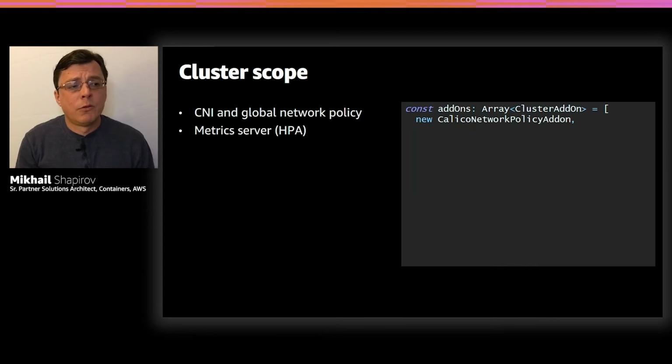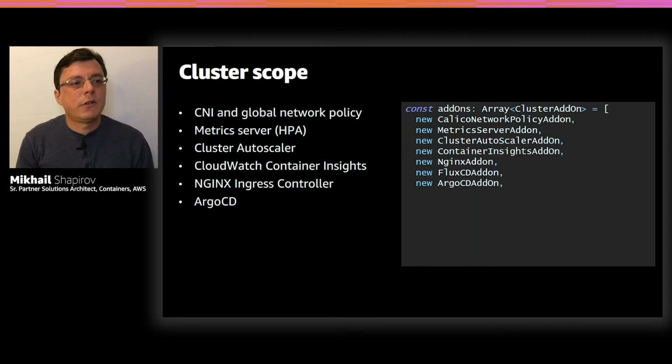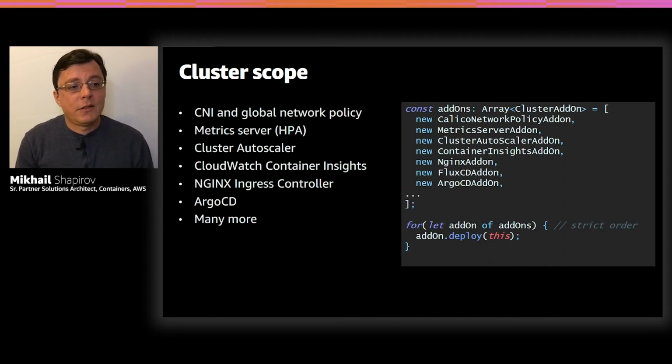Metric server for HPA, we'll add that add-on. Cluster autoscaler, CloudWatch Insights, Nginx ingress controller to control ingress as we discussed. Flux or Argo CD add-on, or both, can be enabled within the cluster. Normally you'll choose one or the other, and many more. Once it's done, you don't need to deal with the instantiation. The EKS blueprint will just automatically run through that list and instantiate all of those add-ons, and you will have a cluster in the state that you desire.